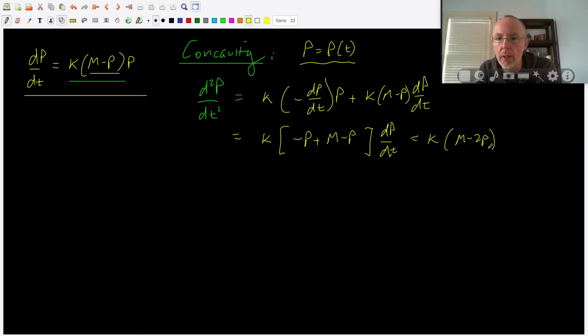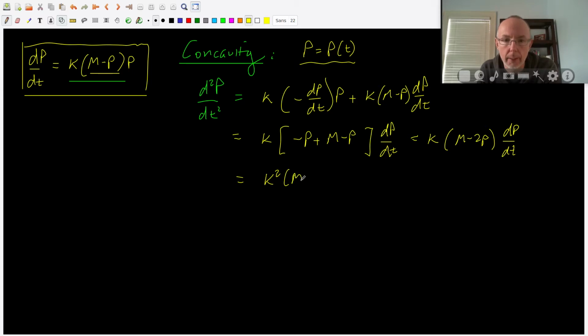And we also know what dp/dt is, right? Because dp/dt is the rate of change of the population. Here it is, in this nice equation right there. So I can just plug that in. So this becomes k squared (m minus 2p), and I plugged in dp/dt. That's where the extra k came from.